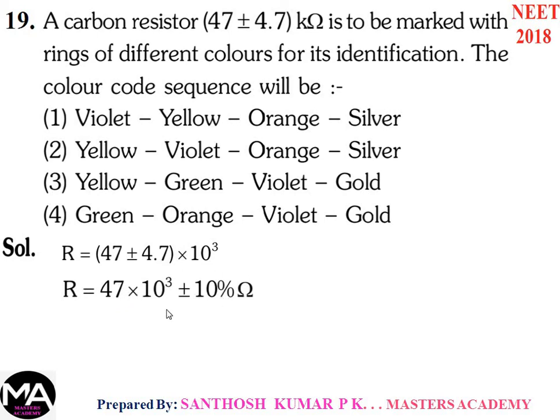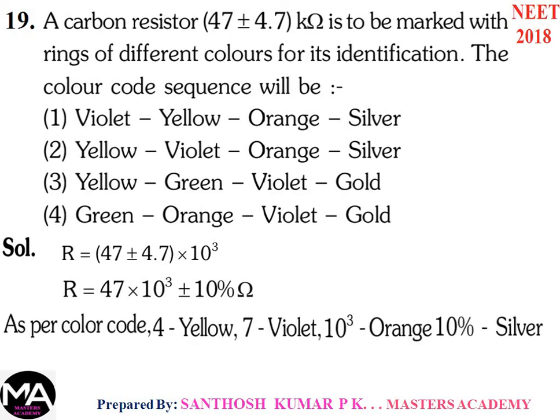Now on finding the color code for these values, we know that for 4 it is yellow, 7 it is violet, 10 to the power of 3 represents orange, and 10% represents silver. Therefore the color code is yellow, violet, orange and silver. So yellow, violet, orange, silver. So the option is the second one.